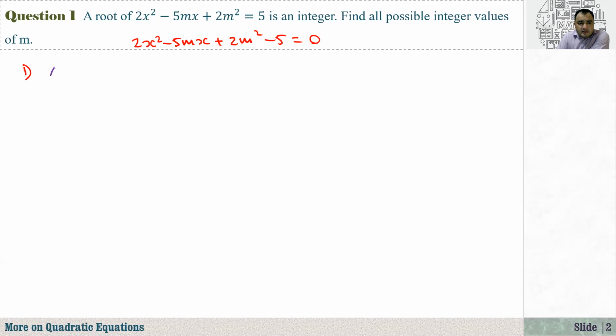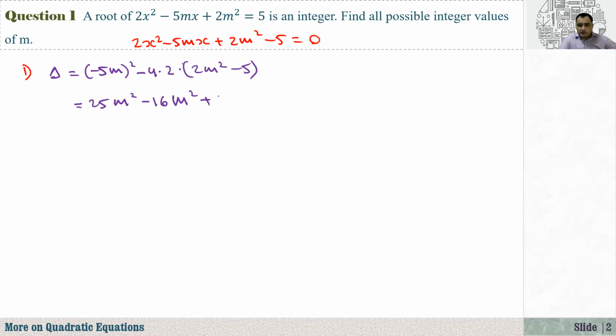What is the discriminant of this quadratic equation? That's equal to negative 5m squared minus 4 times a times c, that is 2m squared minus 5, right? If you simplify this, here we have 25m squared, and 4 times 2 is 8, 8 times 2 is 16, so minus 16m squared, plus 4 times 2 times 5, that's equal to 40. So here we have 9m squared plus 40. Okay, so actually it's always positive, and m is an integer, right?